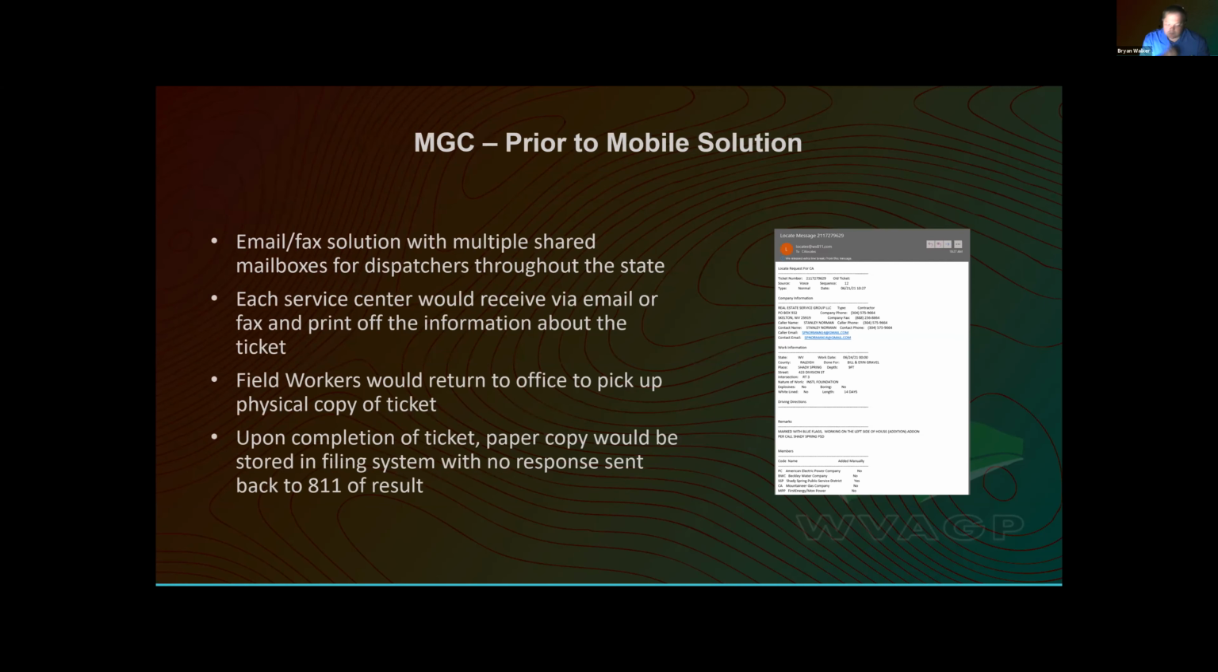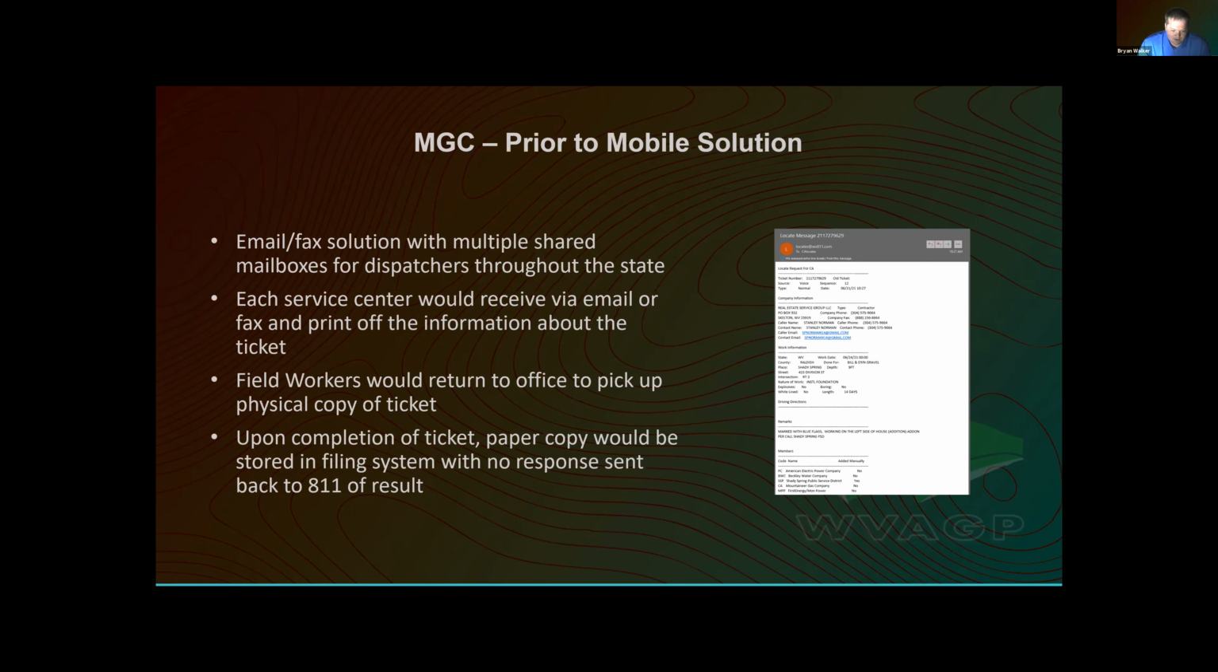This project, I started working on it in 2019. Prior to my involvement, and really for most of Mountaineer Gas's history here, it's been a completely paper-based system. 811 would either email or fax a ticket to the service center, and before this solution, there would be 18 different shared mailboxes in Outlook that the dispatchers at each service center would maintain.